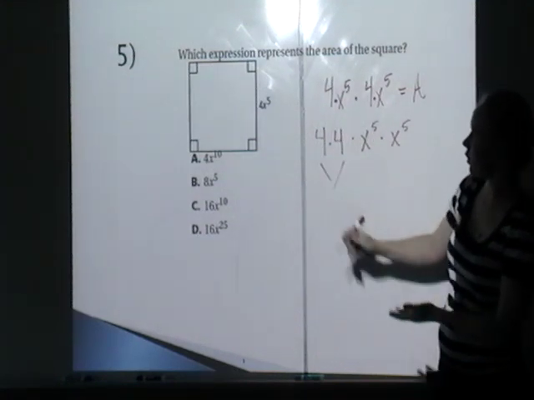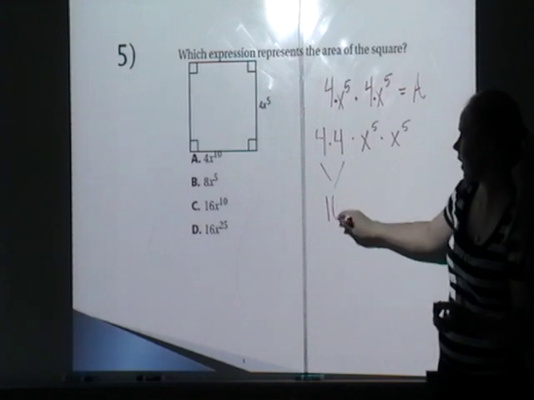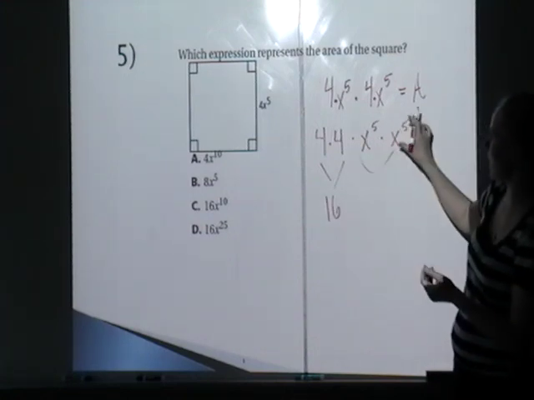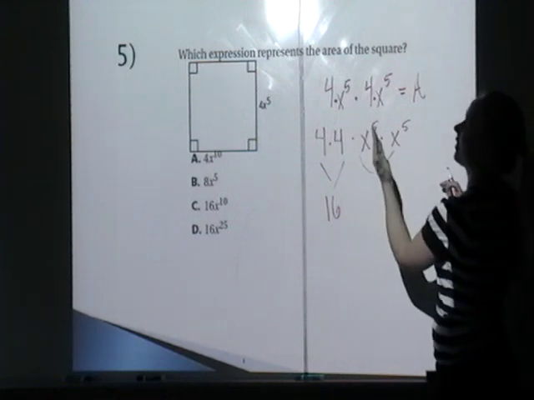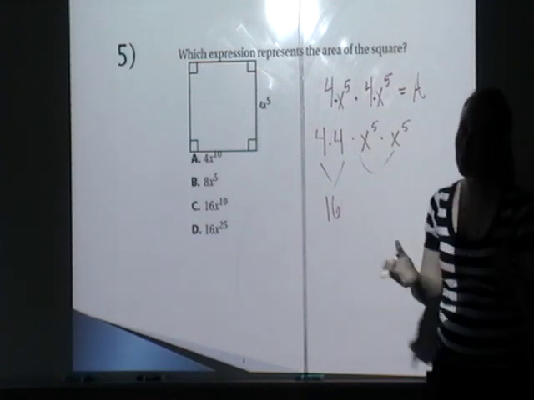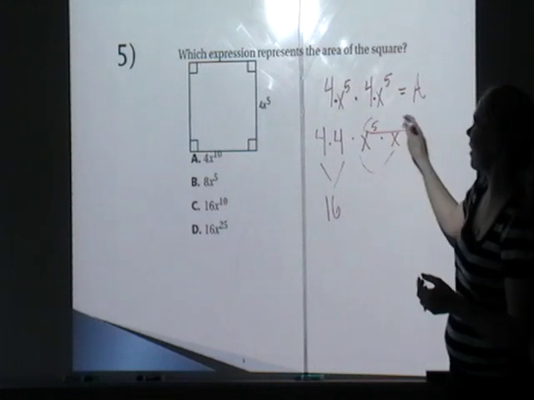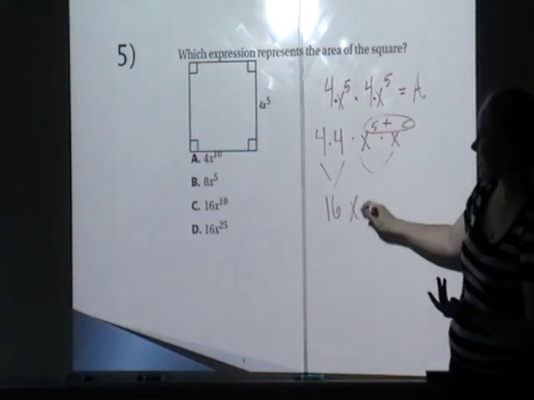And now simplifying here, 4 times 4 is just 16. And here, I've got x to the 5th power times x to the 5th power. If I'd expand that, it would be x times x times x times x times x times x times x. Remember, we can just do that a lot faster and use our add rule. I really have x to the 10th power.